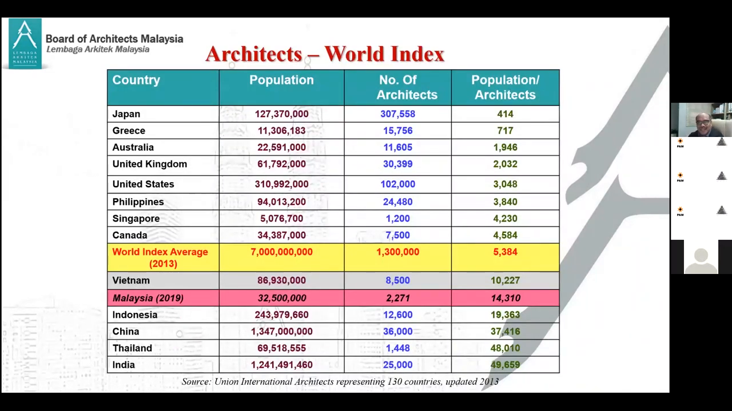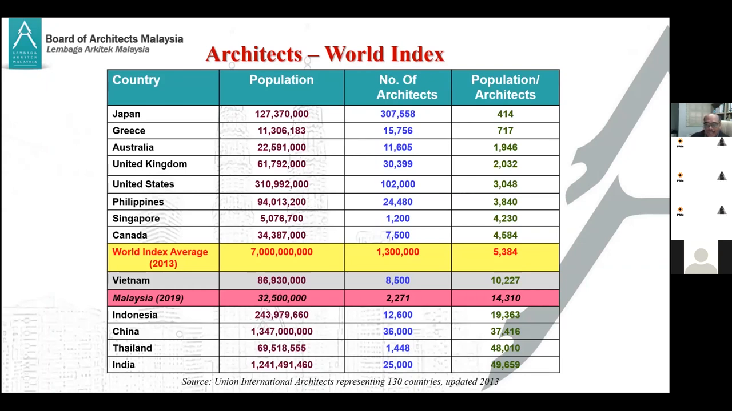In terms of the world index for architects, this is based on data in 2013, with 7 billion population, the number of architects is about 1.3 million, giving us one architect serving 5,300 population. Whereas in Malaysia, as of 2019, we have about 32.5 million population, but our number of architects is only about 2,200, giving us a ratio of one architect serving 14,000.